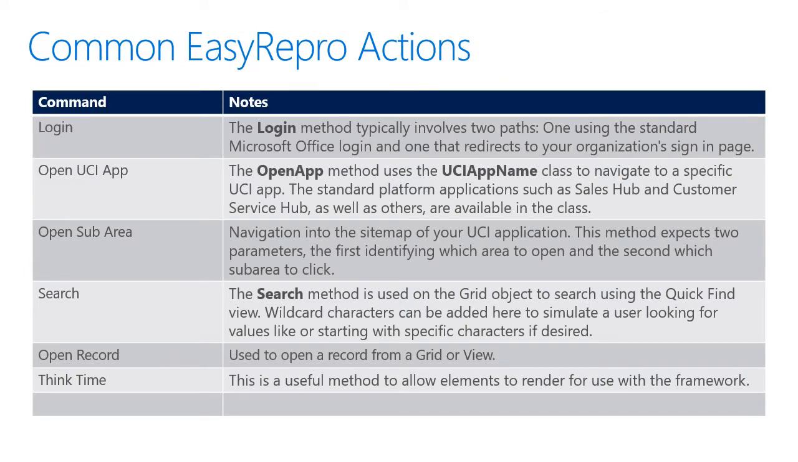So login and navigation typically comes into play as some of the first commands we'll do with EasyRepro. As you see here, login typically involves two paths, one using the standard Microsoft Office login and one that may direct to your organization's sign-in page. The second that involves the navigation object is the Open App method, which uses a UCI App Name class to navigate to a specific UCI app. You'll find the standard platform applications, such as Sales Hub and Customer Service Hub, as well as others available in this class. Below, you'll find common actions covered in other modules.